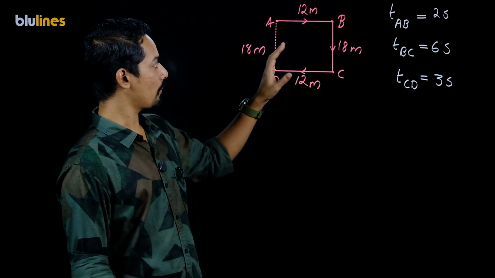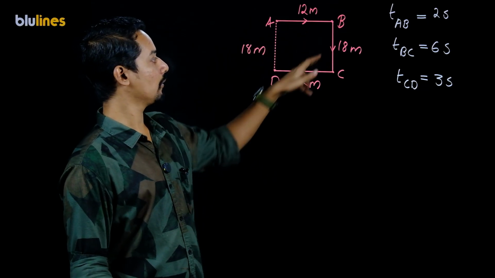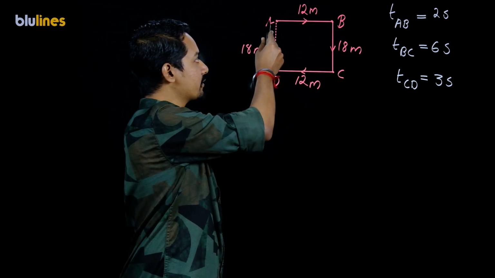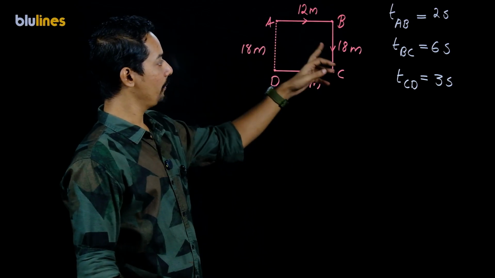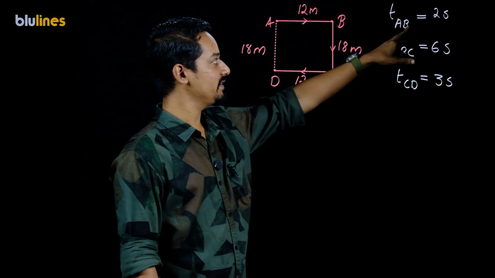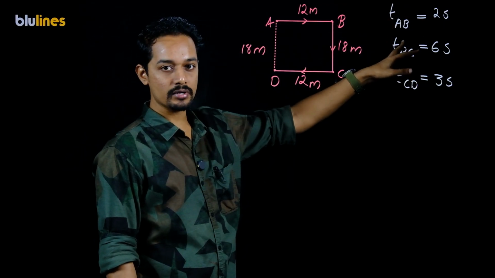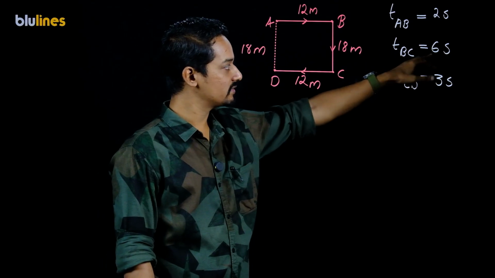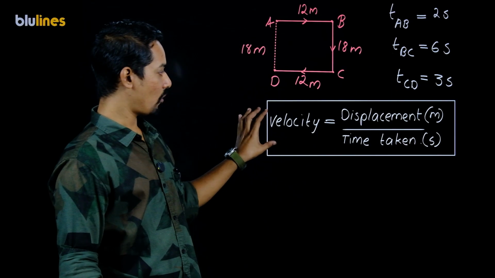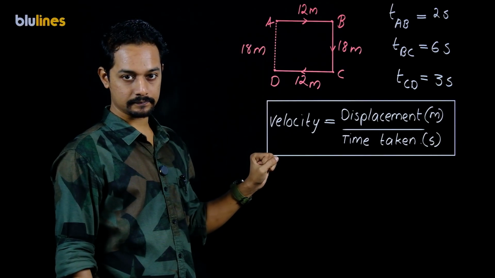Now let's consider a problem. Just as before, we have got a long path and a short path. So long path A, B, C, D, initial position A, final position D, 12 meters, 18 meters, 12 meters. The time taken for covering AB, TAB, is 2 seconds. The time taken for covering BC, TBC, is 6 seconds, CD is 3 seconds. Now let's ask the question, what is the velocity of this body?